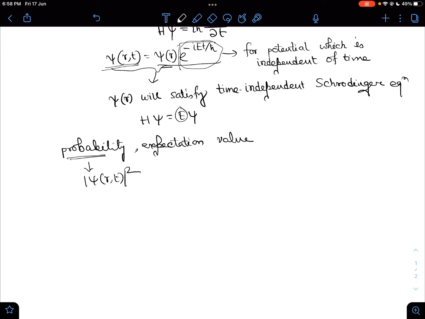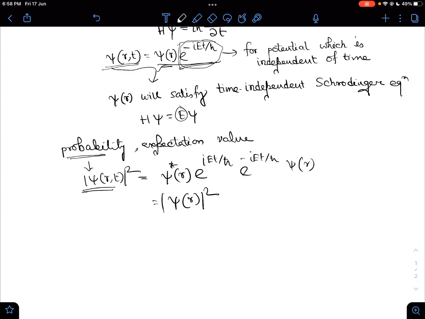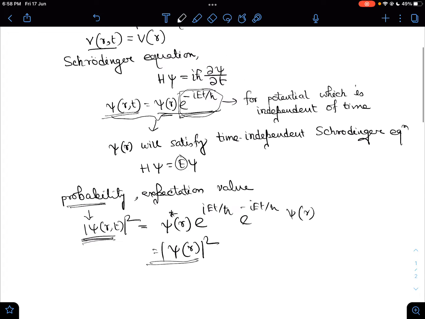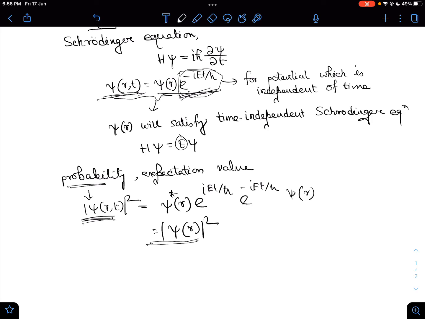In this quantity, we can see that the exponential factor will be cancelled out, because this we can write as psi star r e to the power I E t by h cut, and we have e to the power minus I E t by h cut and psi r. So it will be just psi r squared. So for our quantity of physical interest, we have no time dependence, since even though there is a time dependence in psi of r,t, that only contributes to the phase part. So a quantity of physical relevance doesn't contain any time information.